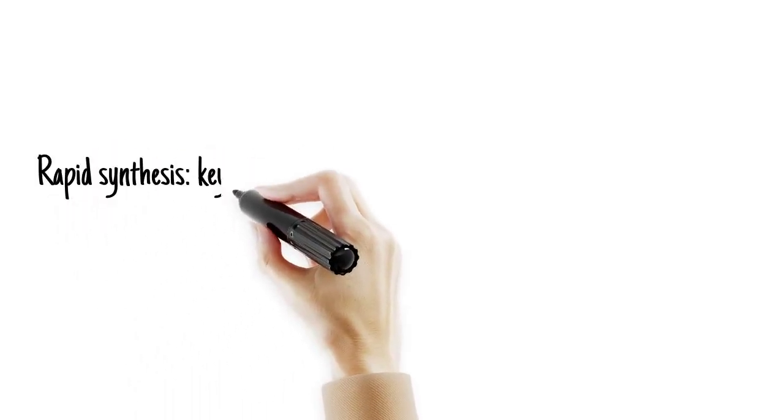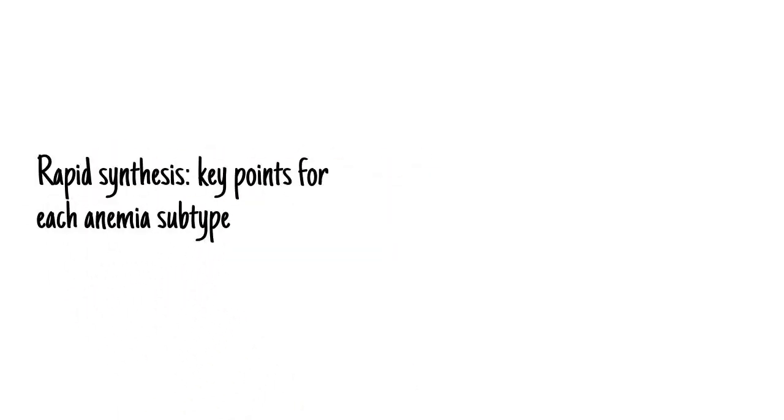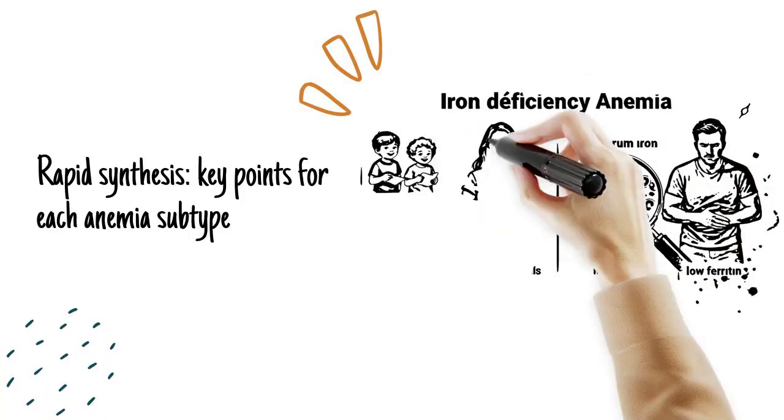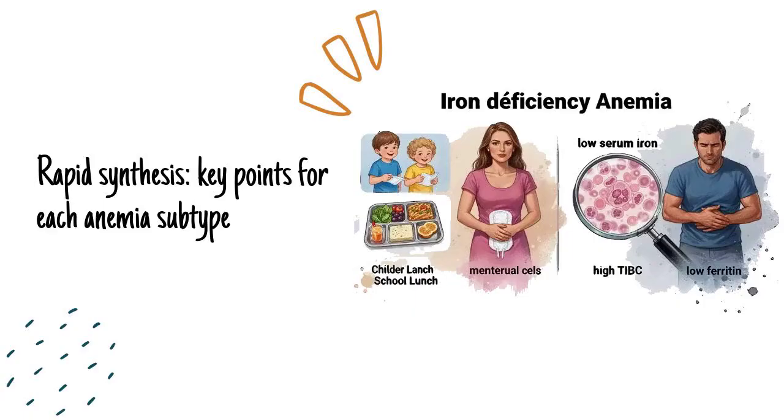Let us do a rapid final synthesis. Iron deficiency anemia: impaired heme synthesis producing microcytic hypochromic cells, low serum iron, elevated iron binding capacity, low ferritin, caused by dietary lack in children, menstrual loss in women, and GI bleeding in adults.